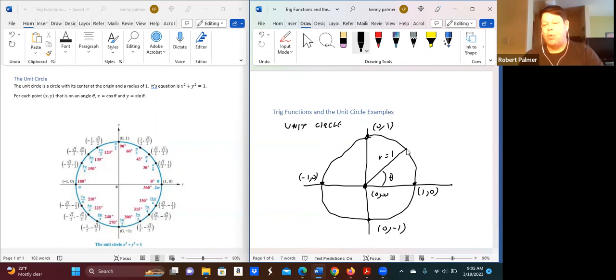Okay. Now, if you have a point that's actually on the unit circle, x and y, it turns out that if you're on the unit circle, then x is the same as the cosine of theta, and y is the same as the sine of theta. Okay, and that's the value of the unit circle. If we're at a point on the unit circle, the x-coordinate is the cosine of that angle, theta, wherever you are, and y is the sine of that angle.